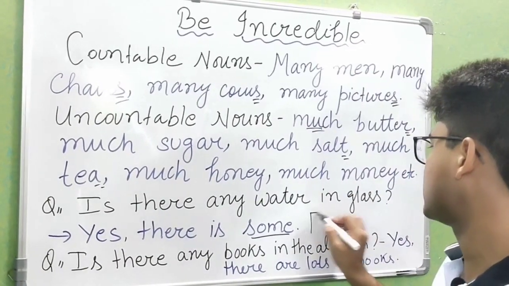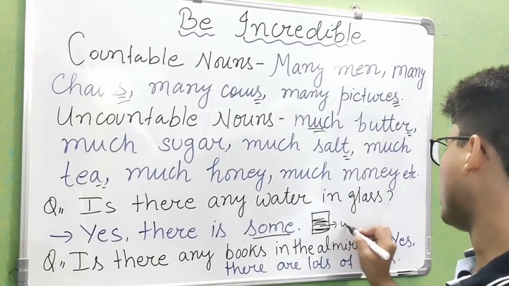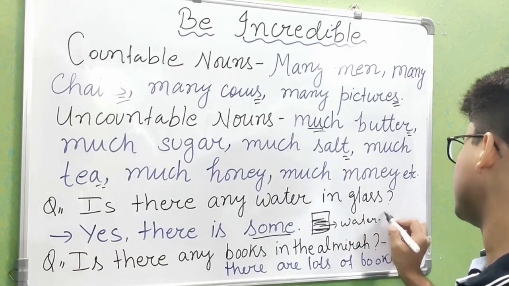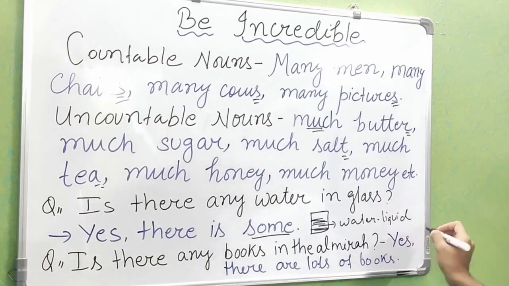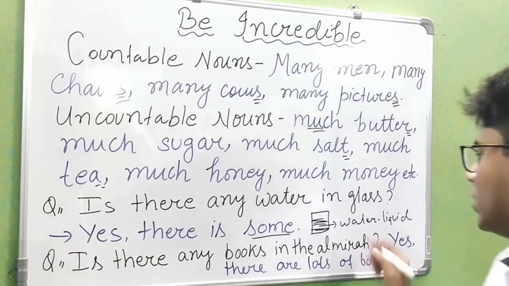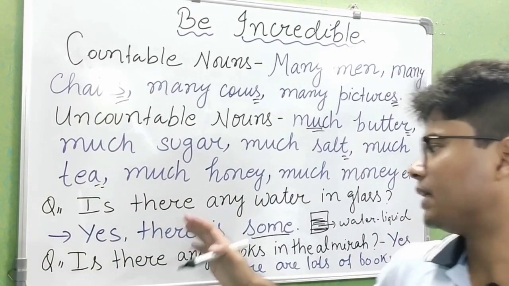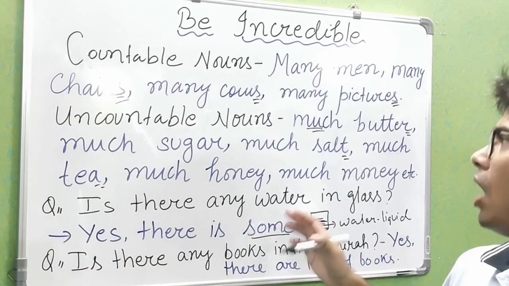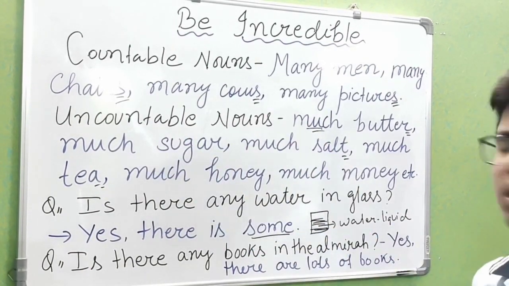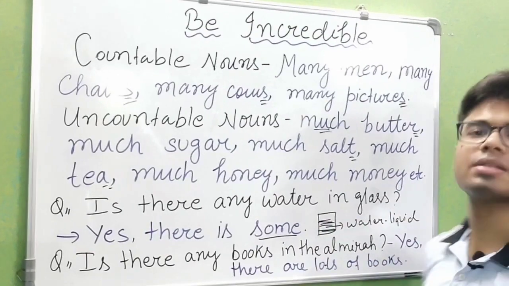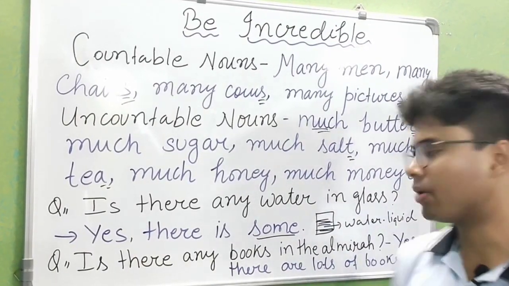This is a glass, and here it is water. Water is liquid, so it is liquid in form. So here we are using: yes, there is some. Some is an example of what? Some is an example of an uncountable noun. Many waters cannot be said, it's wrong. Some water can be said.